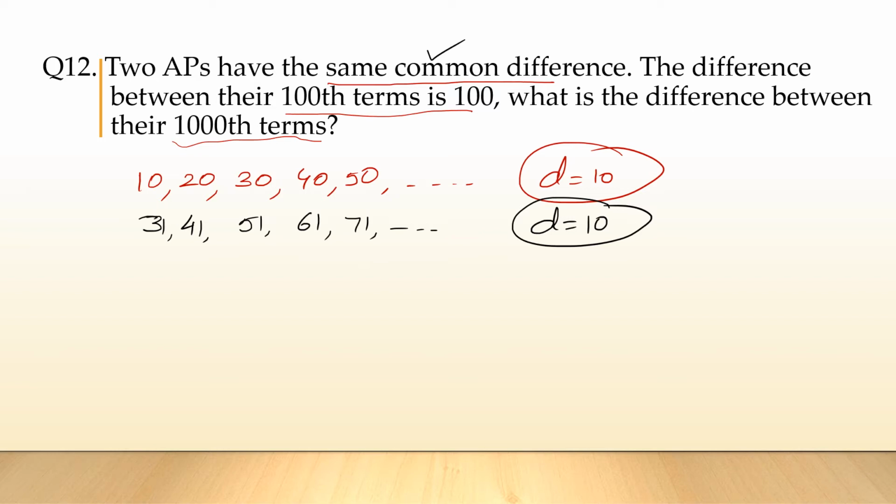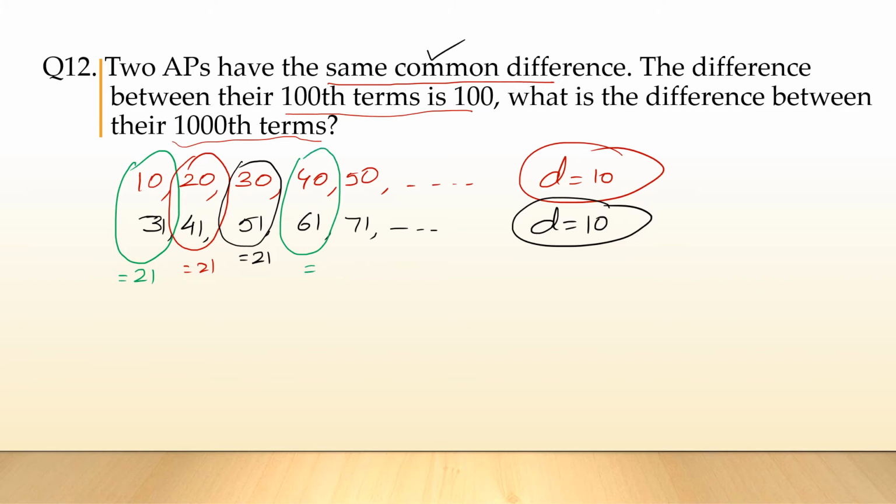Now if you look at this carefully, let's find the difference between their first terms. If you subtract the first terms, 10 from 31, the difference is 21. Now let's subtract the second terms. If you subtract 41 and 20, again you'll get 21. Let's subtract the third terms: 30 from 51, again you get 21. If you subtract 41 from 61, you'll get again 21. Similarly, if you subtract the next terms, again you'll get 21.